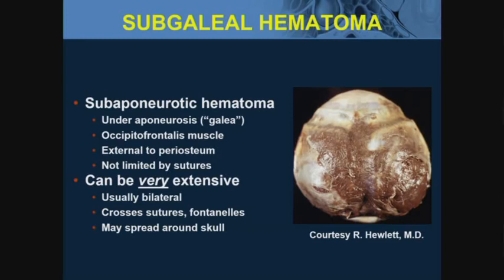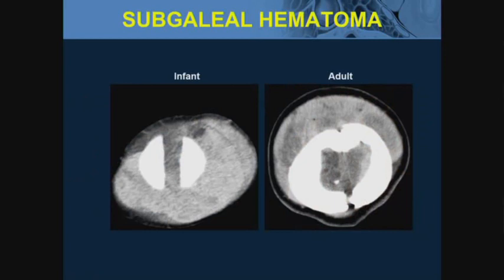And here's an autopsy case of an abused infant with a subgaleal hematoma. In this case, you can see it crossing the midline. It's really very extensive, often bilateral. It crosses sutures, crosses fontanelles, and may spread entirely around the skull, so it looks like the child is surrounded by a balloon or an inner tube, if you will. These can become absolutely enormous.